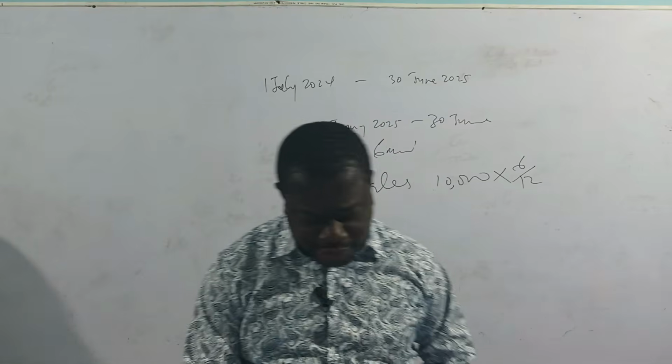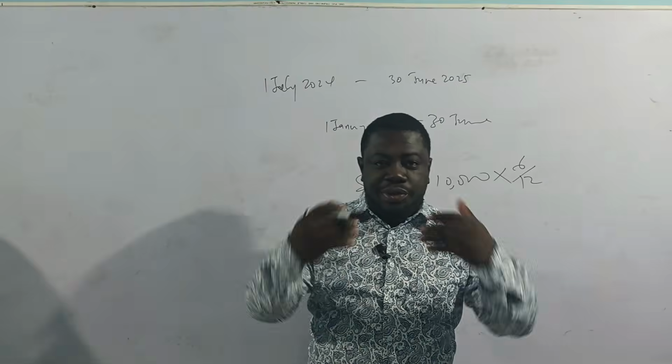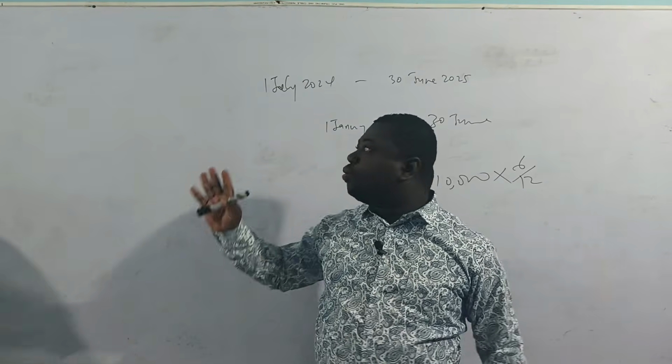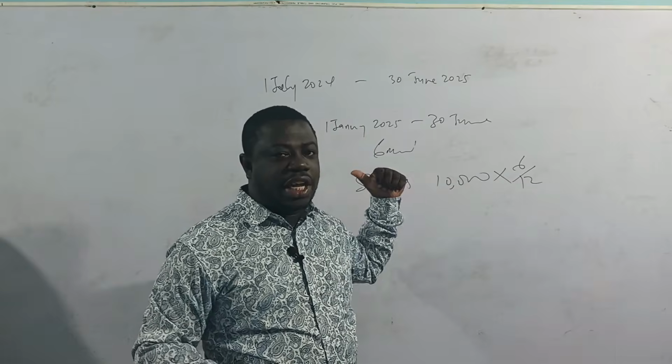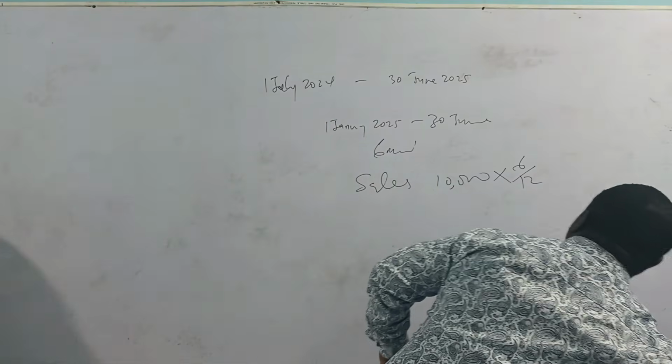So let's look at the question again. Moon Limited operated as a single company, but in 2025 decided to expand its operations. Moon Limited acquired a 60% interest in Stars on 1st January 2025 for 2 million Ghana cedis. So as we read, we'll be solving. One of the first workings I have told you to do is a group structure. So I'm going to clean this and we'll start solving, indicating the group structure first.